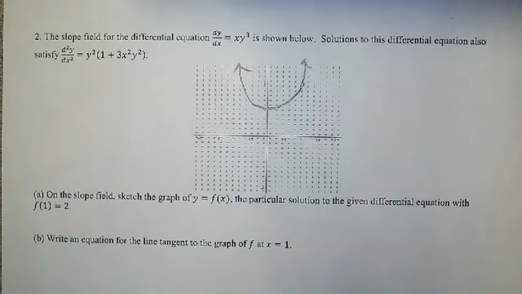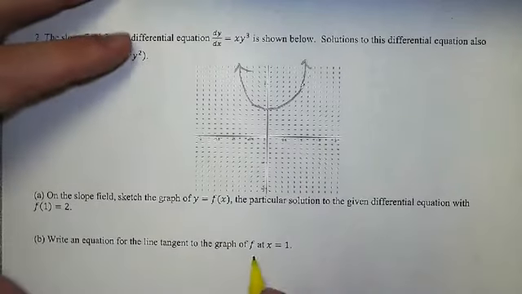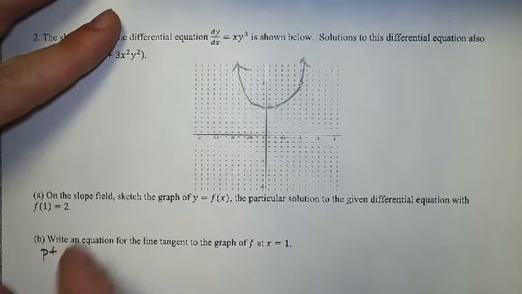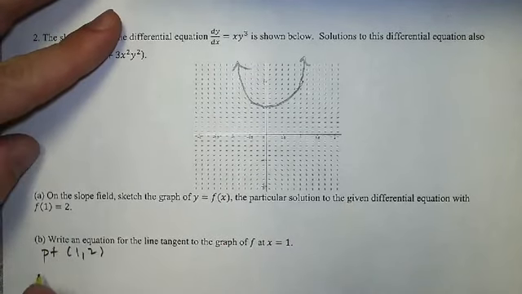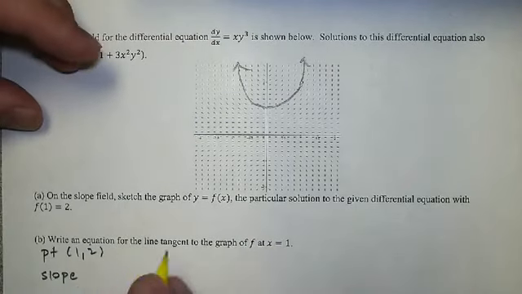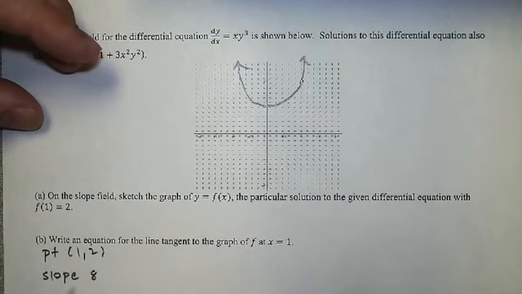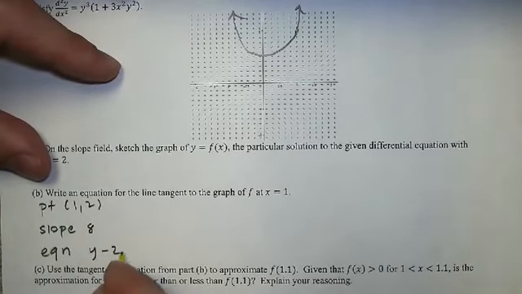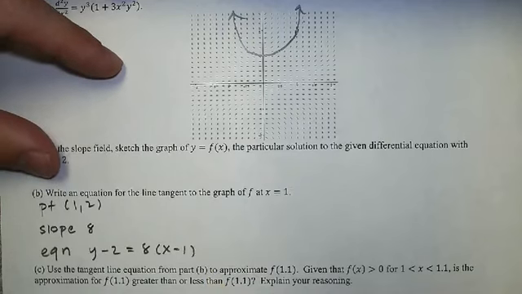On the slope field, write an equation for the line tangent to the graph of f at x equals 1. Well, I've got a point, f of 1 equals 2. The slope is going to be x times y to the 3. Well, x times y to the 3 is going to be 8. And so the equation is going to be y minus 2 is equal to 8 times x minus 1.